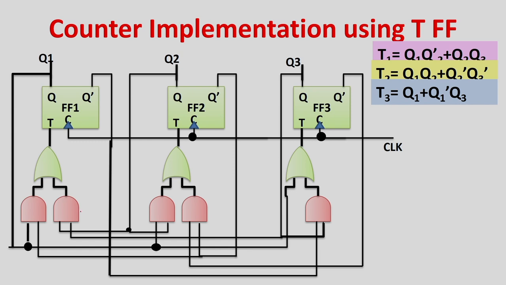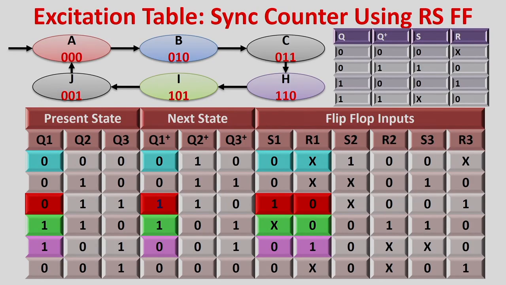So, how many gates? 3 plus 3 plus 2, 8 gates are required. In the earlier cases also we required 8 gates. Now using RS flip flop, this is the excitation table of RS flip flop. This is the present state, similar to the earlier present state, this is the next state, and what do we want? Here we want 6 inputs instead of 3, because an RS flip flop requires 2 inputs per flip flop. So, this is for flip flop 1, flip flop 2 and flip flop 3.